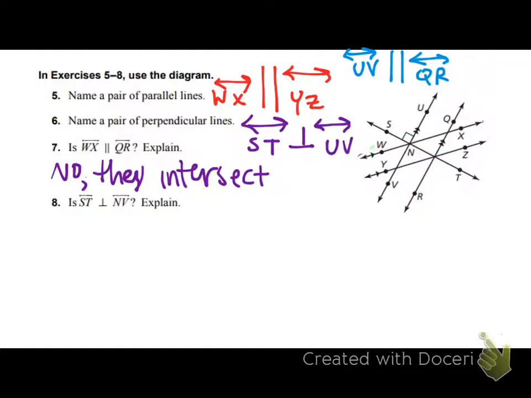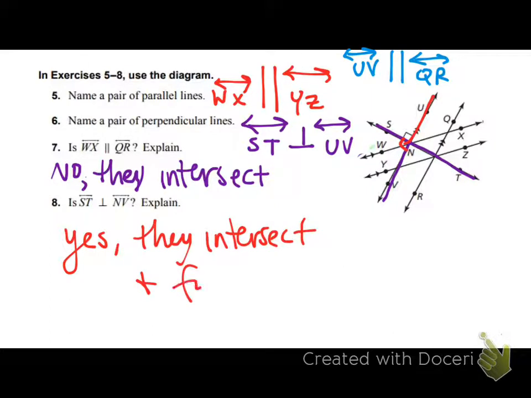And then last it says is ST perpendicular to NV. Perpendicular would mean they intersect and form 90. So while there isn't a right angle here, how many degrees is a straight angle? 180. How much does this take up? 90. So how much is left for this angle? 90. So are they perpendicular? Do they intersect and form 90? Yes. Yes, and the reason, you'd use the definition. They intersect and form 90 degrees.